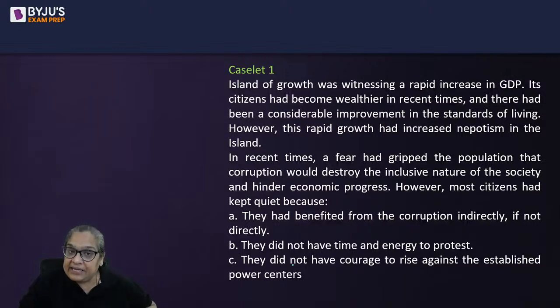In recent times, a fear has gripped the population that corruption would destroy the inclusive nature of the society and hinder economic progress. When corruption goes beyond a level, well, corruption at any level is bad, but beyond a level will start hurting economic progress. However, most citizens had kept quiet. Why had they kept quiet? They had benefited from corruption indirectly, if not directly. They didn't have the time or energy to protest.